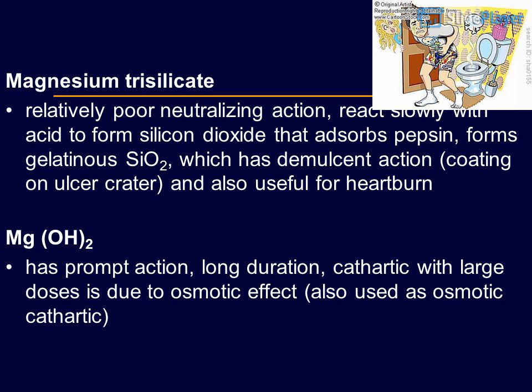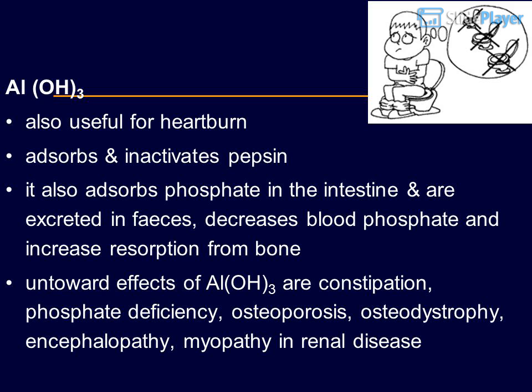Magnesium trisilicate has a relatively poor neutralizing action. It reacts slowly with acid to form silicon dioxide, which adsorbs pepsin, and forms a gelatinous colloid with a demulcent action, coating the ulcer crater, and is also useful for heartburn. Magnesium oxide has a prompt action and long duration; with large doses it is cathartic due to an osmotic effect. Aluminium hydroxide is also useful for heartburn, and adsorbs and inactivates pepsin.